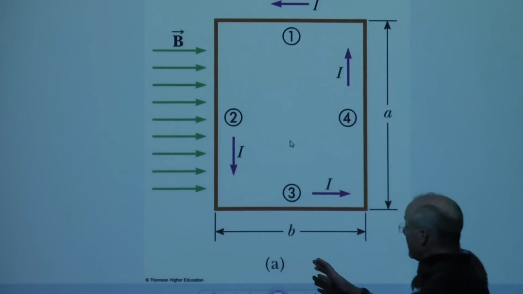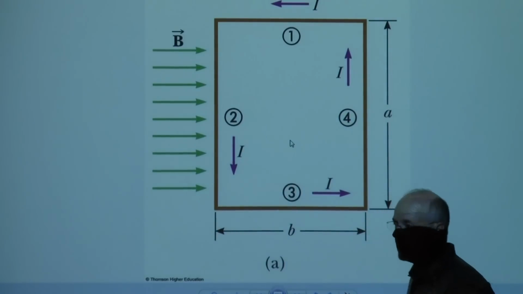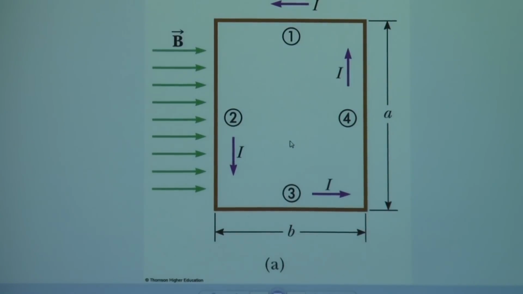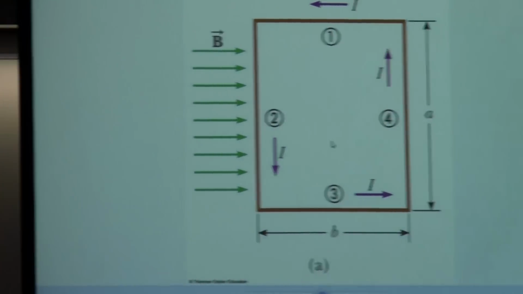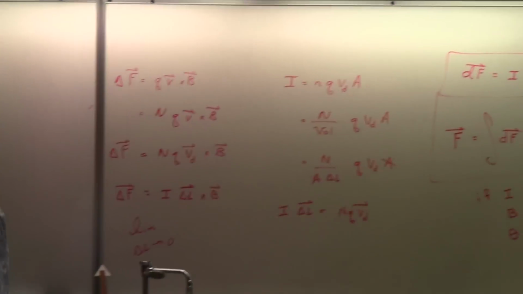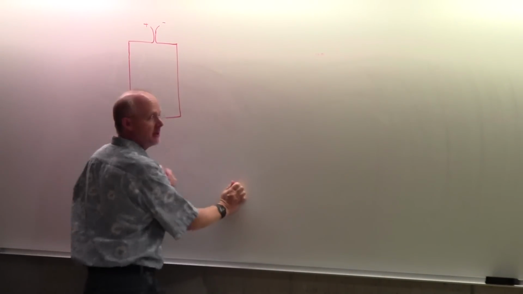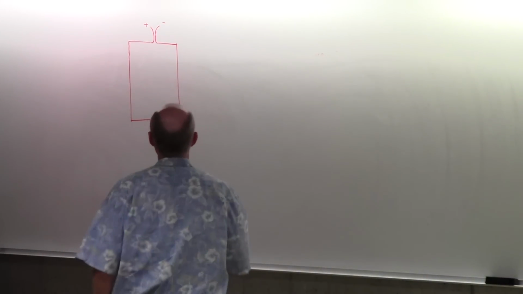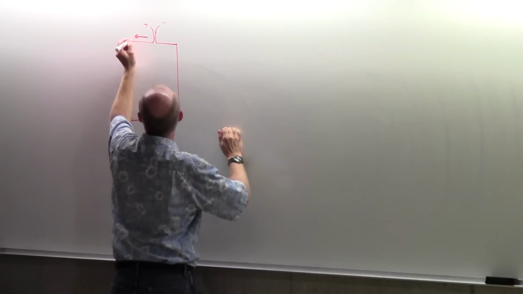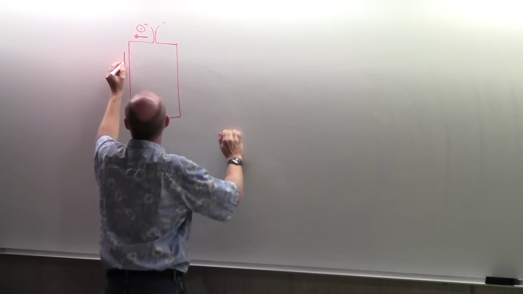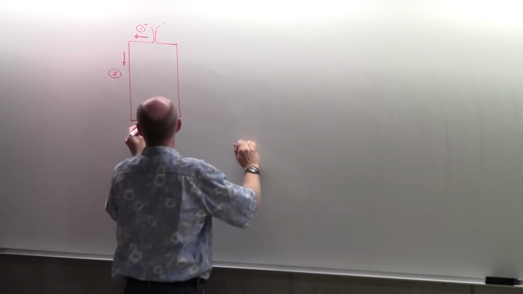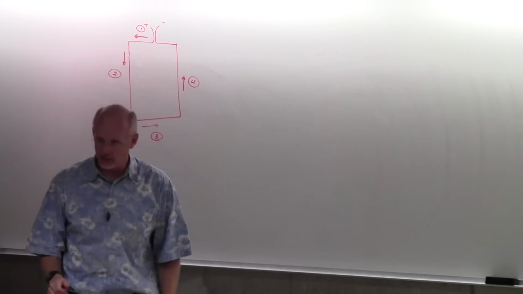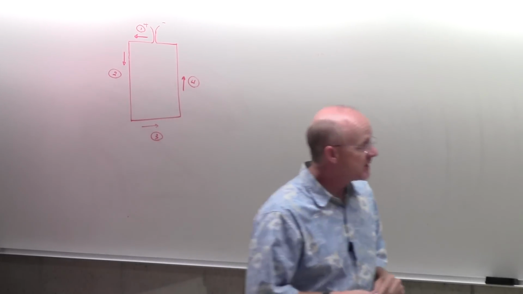Okay? Here is a rectangular loop. What would be the total force on this rectangular loop? Well, in that picture, they call the top section number 1. So the current is going this way in section number 1. The current is going down in section number 2. It's going across in section number 3. And it's going up in section number 4. Okay, so these are the 4 sections.